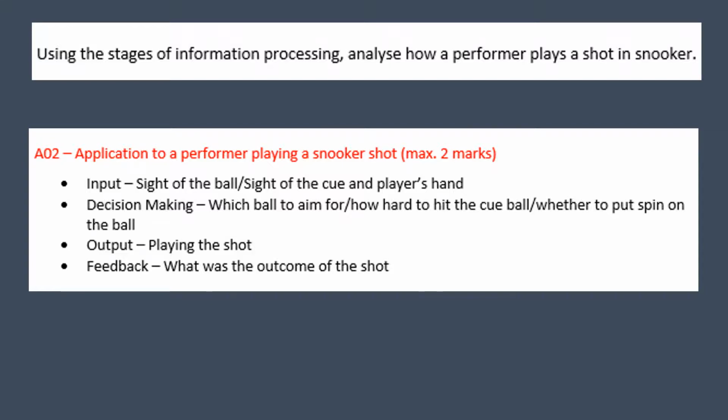Output is going to be the shot itself. And finally, feedback is going to be what was the outcome of the shot. So did the ball go in the pocket? Did the cue ball end up where the player wanted it to?